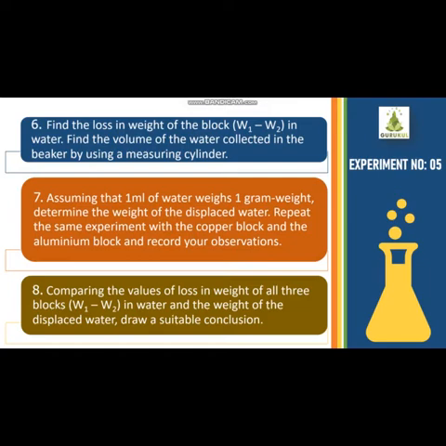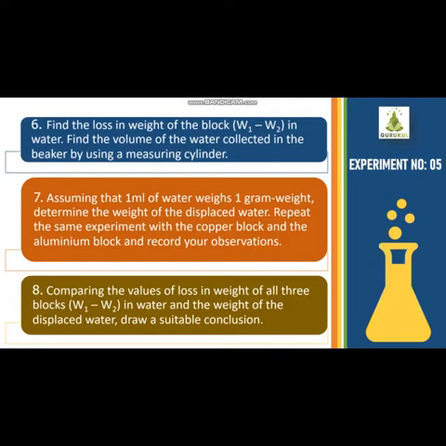We have to determine how much water is displaced. Students, for example, if 5 ml of water is collected in the beaker and I have transferred it to the measuring cylinder, 5 ml of water means how many gram weight? 5 gram weight of the water displaced is the measurement. The same procedure I have to repeat for the copper block and aluminum block.